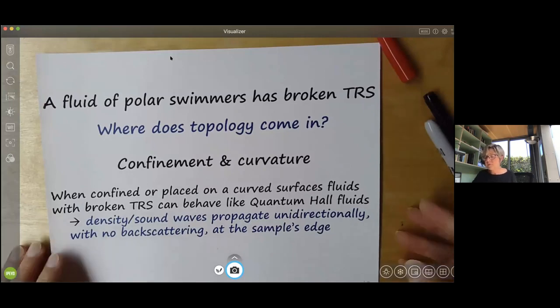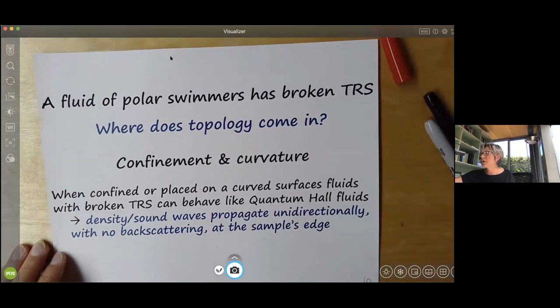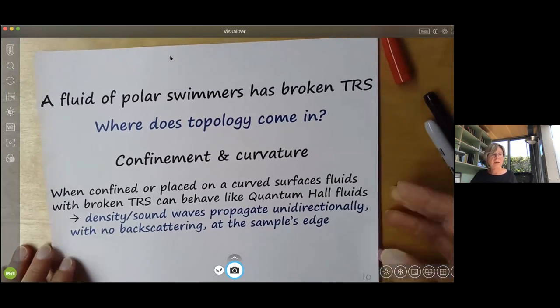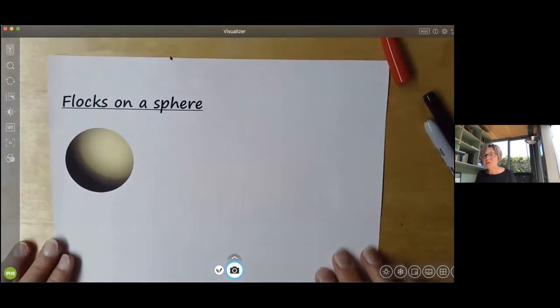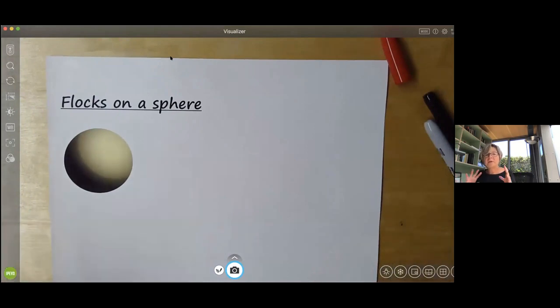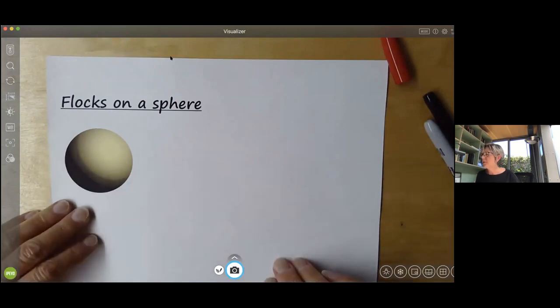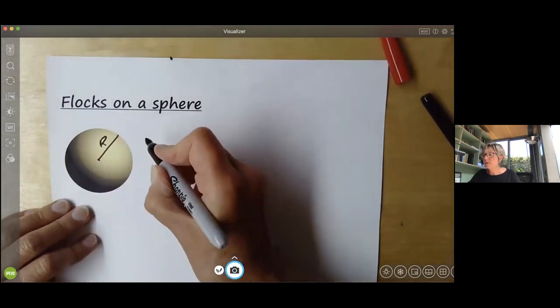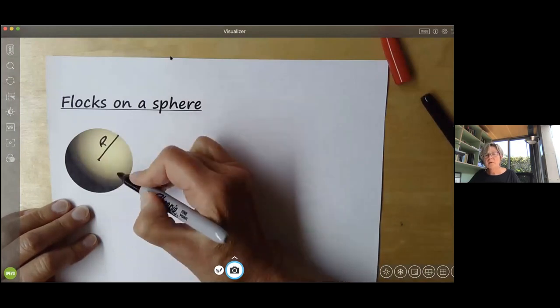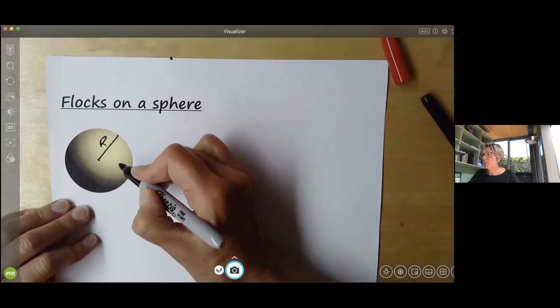Now, this might sound very mysterious, but I want to show you an example of how this can actually happen. So to see how that can happen, imagine that one of these fluids with broken time reversal symmetry is actually confined to the surface of a sphere. Now, let's say we take a sphere of radius r. Of course, the radius now introduces a new length or energy scale in the problem, and that will become quite important.